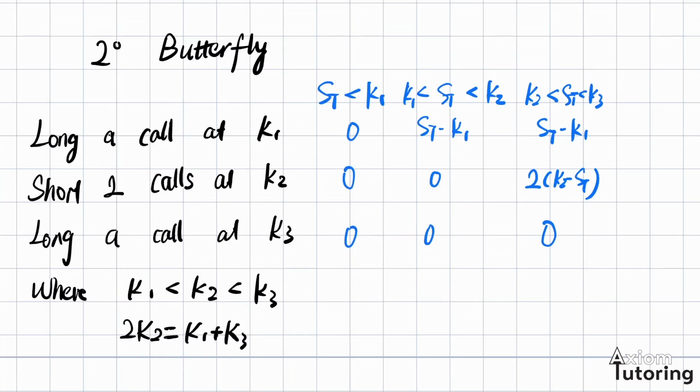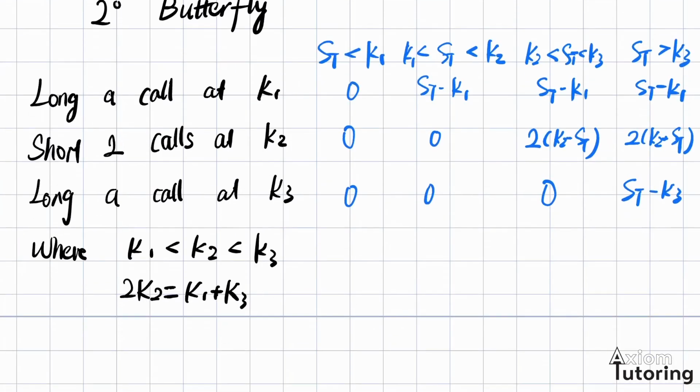And if ST here in the last situation is greater than K3, we'll exercise the first, as always, so that is ST minus K1. And here, the buyers of our 2 calls will still exercise it. So K2 minus ST, but then doubled, 2 times that. And now we're going to exercise the third call option, which is at the strike price of K3. So the payoff is going to be ST minus K3.